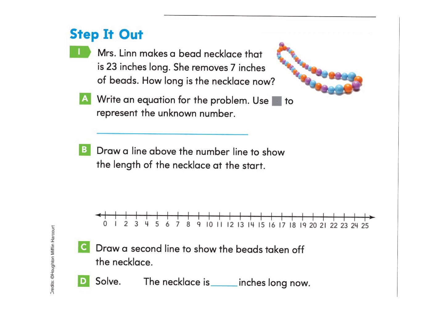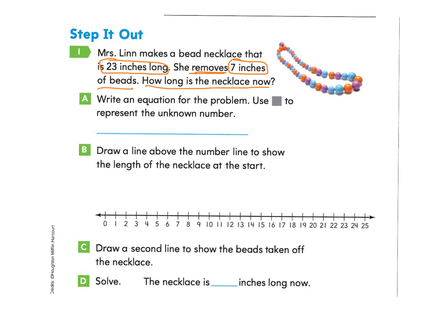Let's take a look at the next page, page 497 under Step It Out. Miss Lynn makes a bead necklace that is 23 inches long. She removes 7 inches of beads. How long is the necklace now? Part A asks us to write an equation for the problem. Use a square to represent the unknown number.